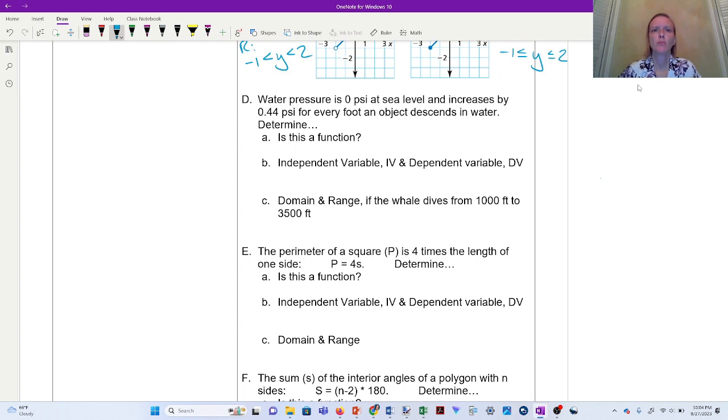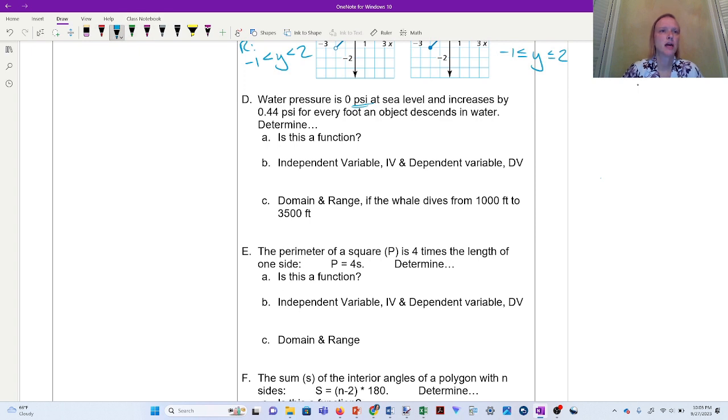Water pressure is 0 psi at sea level and increases by 0.44 psi for every foot an object descends in water. So psi is pounds per square inch, and in order to answer the question, is this a function, we need to know what our equation is, what the relationship is between water pressure and how many feet we are below sea level.